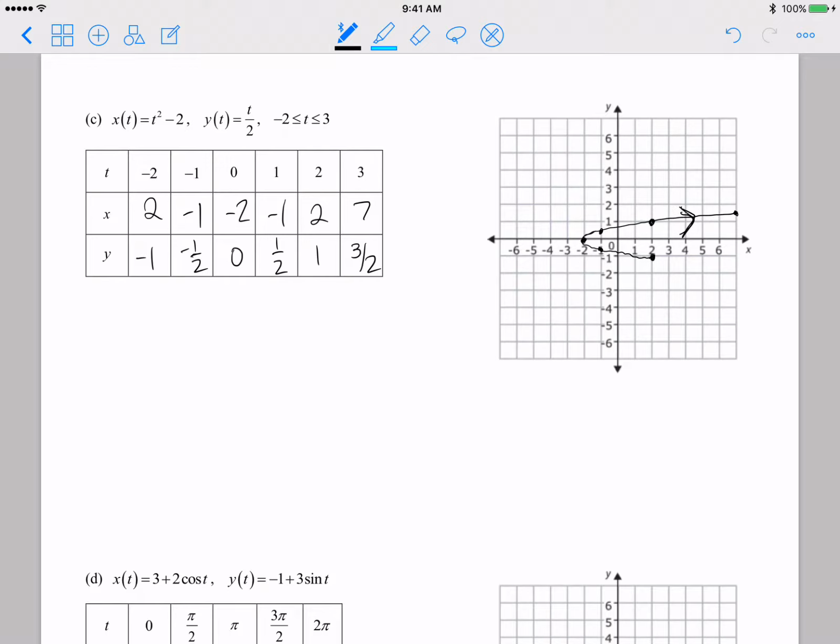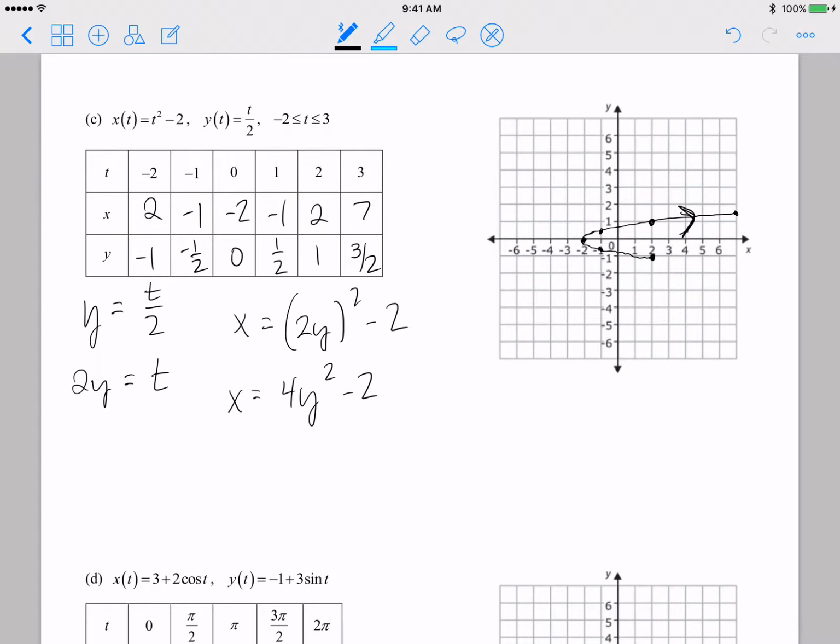Okay, so now if we try to eliminate the parameter, what we're going to do is solve y of t for t. So we start with y equals t over 2. We're going to solve that for t by multiplying both sides by 2, and then substitute that into the other equation. So x is going to equal 2y squared minus 2, which means that x is equal to 4y squared minus 2. And notice that this is the equation of a sideways parabola.